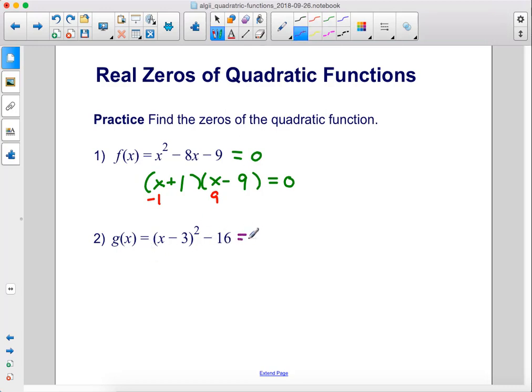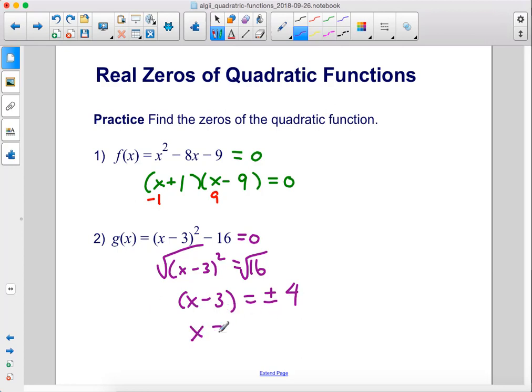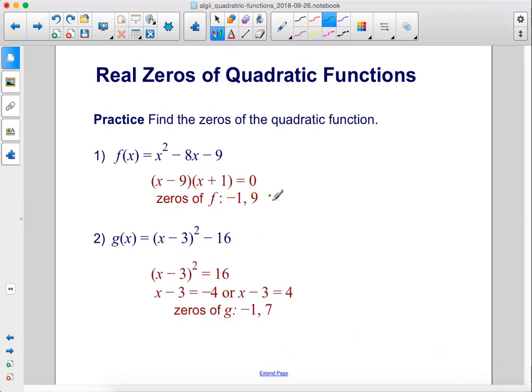Here, set this equal to 0, so we have x minus 3 squared equals 16. Take the square root of both sides, and we get x minus 3 equals plus or minus 4. So that would be x equals 3 plus 4 or x equals 3 minus 4. So these zeros are going to be 7 or negative 1. And there you have it.